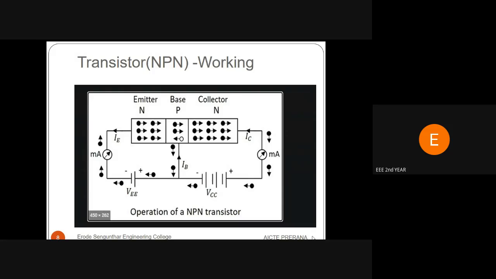Similarly, the N-type collector is connected to the positive terminal of the battery. The P-type base is connected to the negative terminal of the battery because the collector base junction is reverse biased.